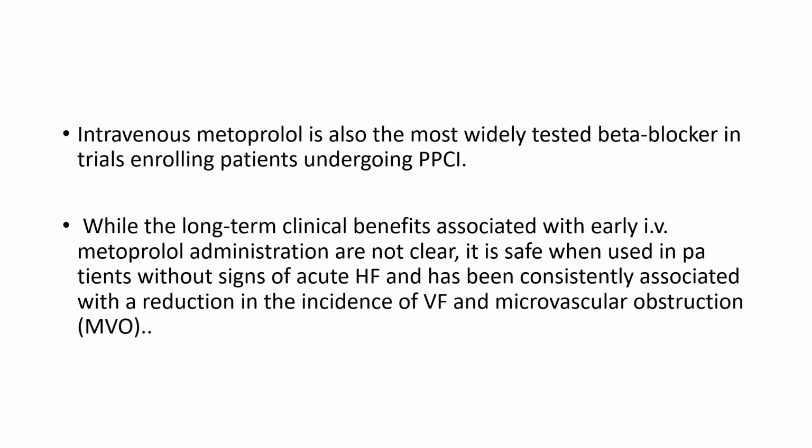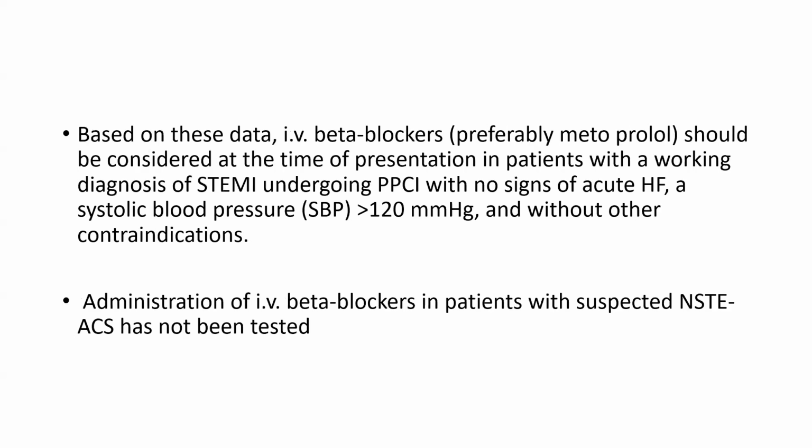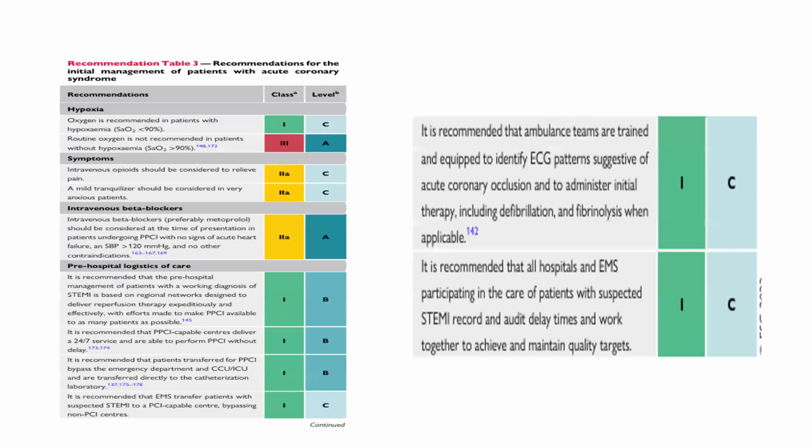without signs of acute heart failure and has been consistently associated with a reduction in the incidence of ventricular fibrillation and microvascular obstruction. Based on this data, IV beta blocker should be considered at the time of presentation in patients with a working diagnosis of STEMI undergoing PCI with no signs of acute heart failure, a systolic blood pressure more than 120 mmHg, and without other contraindication. Administration of IV beta blockers in patients with suspected STEMI has not been tested.